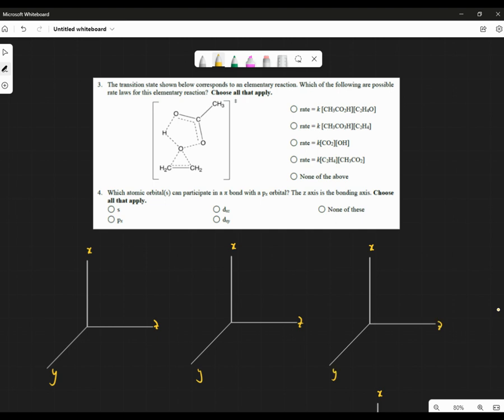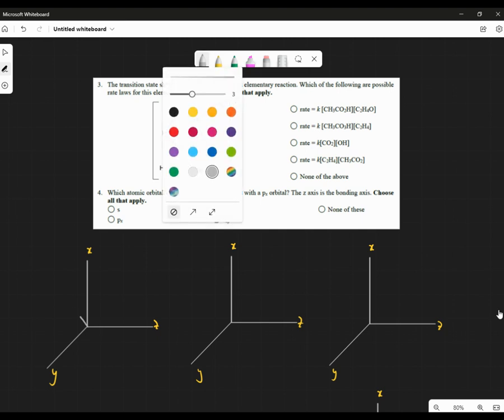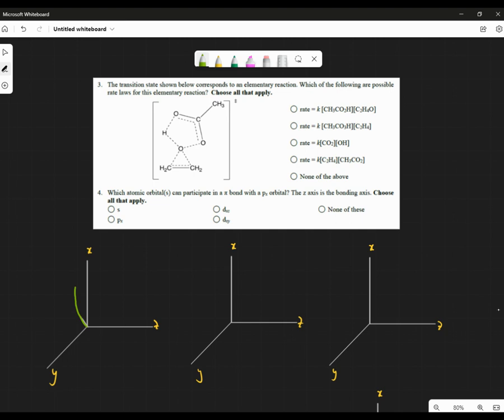So let's draw a PX orbital to start with. So this is the X and the PX. Let me do a different color. This green one's a nice color. This is a PX. Okay, there's a PX. Now, will it overlap with a DXZ? So what does a DXZ look like? This is the DXZ, it's a d orbital, and it's going to have a lobe there and a lobe there.